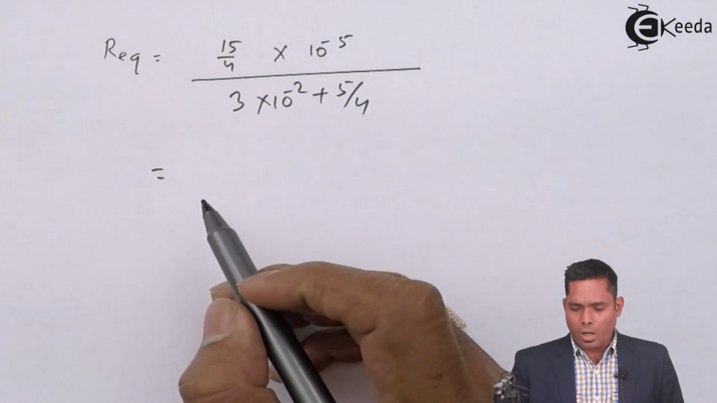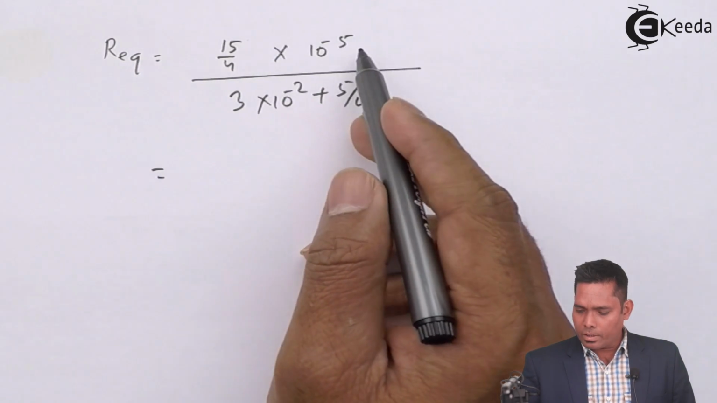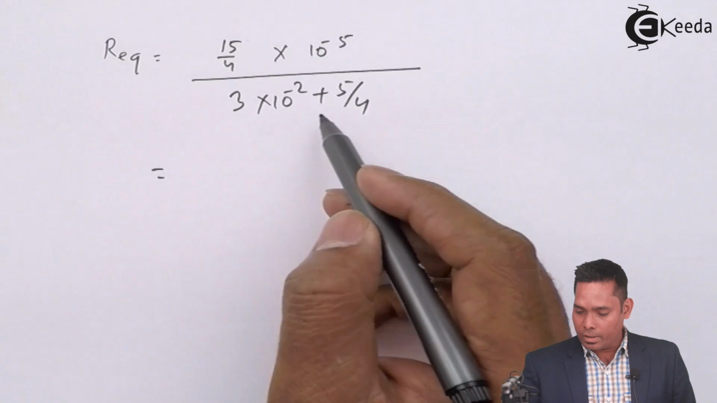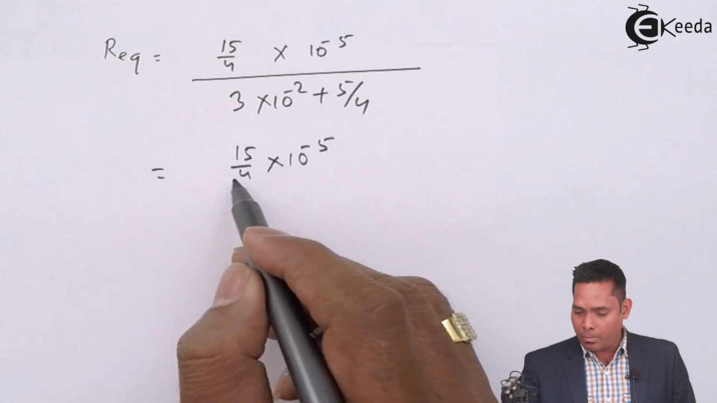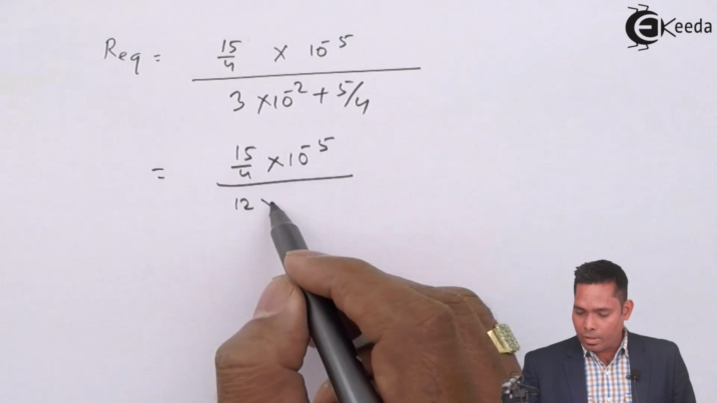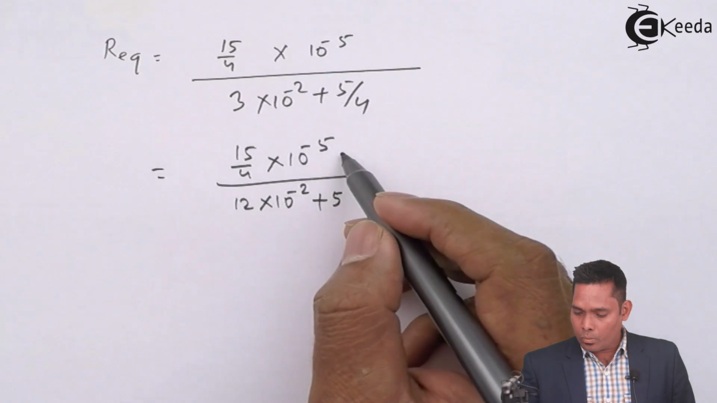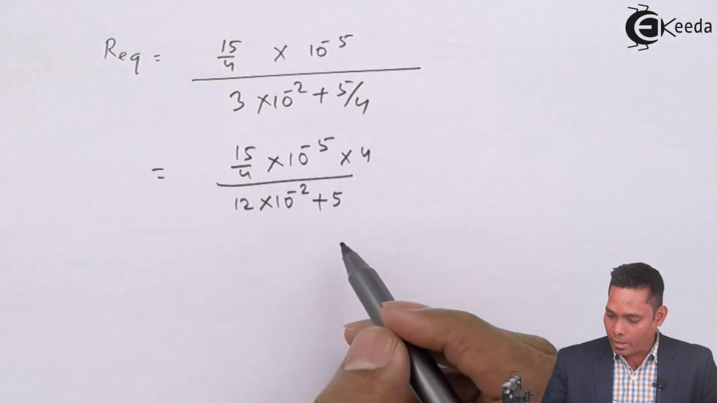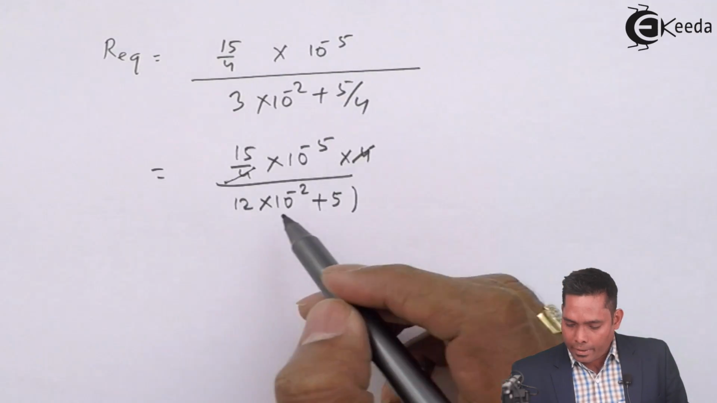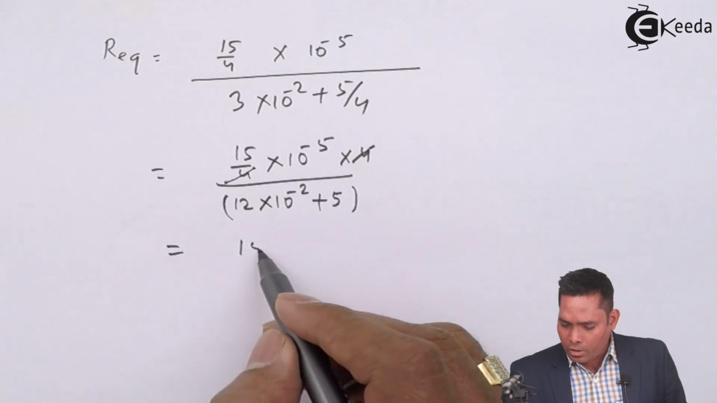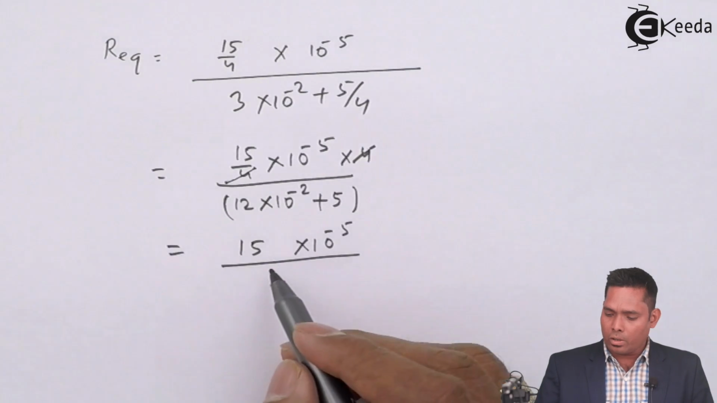Now let us solve this. This 10^-5 is there. Here we'll solve it. 15 by 4 × 10^-5 divided by 4 is 12. So 12 × 10^-2 plus 5 divided by 4. This 4 and this 4 will cancel out, and this is left with 15 × 10^-5 divided by 5.12.